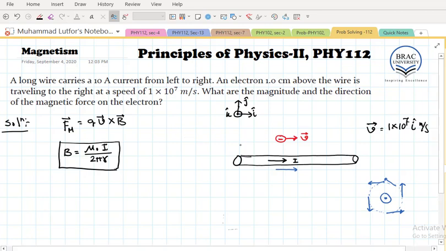Using that idea, we can find out that the magnetic field above this wire, at the top of the wire, will be out of the screen, and at the bottom your finger will be into the screen. So at the bottom the magnetic field would be into the screen, and above the wire the magnetic field would be out of the screen. Fine, I find out the direction of this magnetic field.